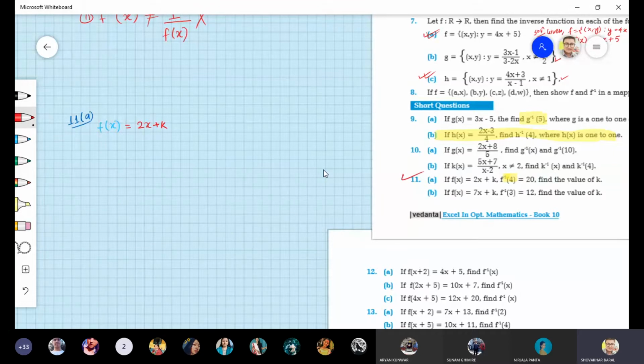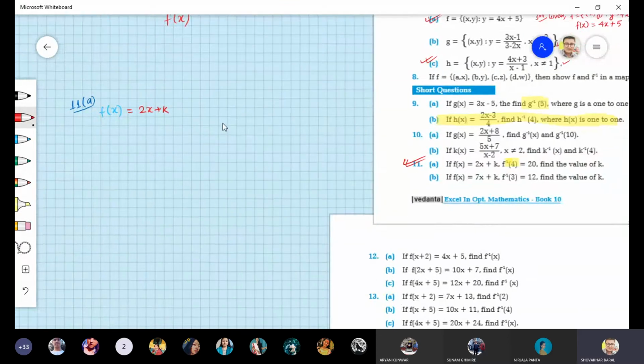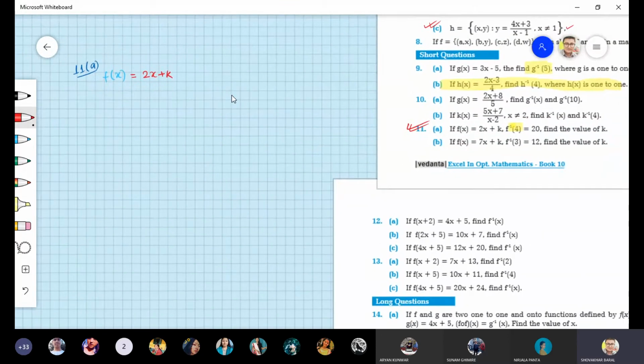Just mark this question. Question number 11, very important from your exam point of view. Most of the time these questions are repeated in your exam. So f(x) is equal to 2x plus k is given here. At first find the inverse, f inverse x. How to find? Let us follow the same steps that we followed earlier.